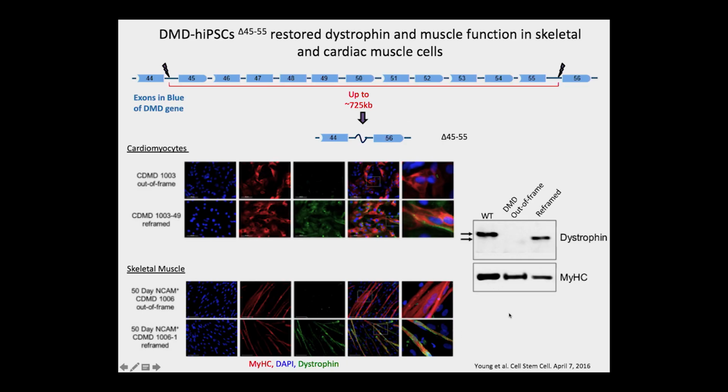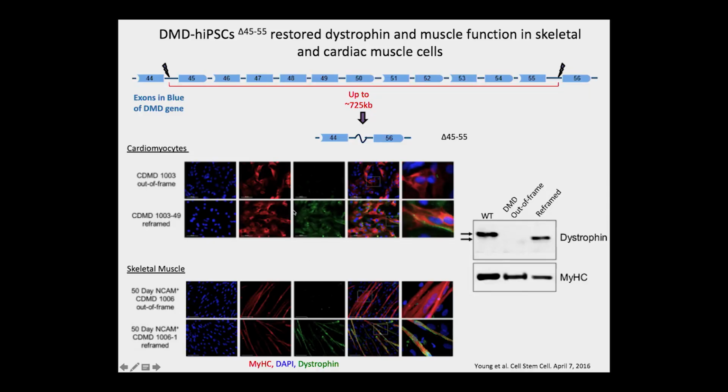But I remember when we saw this data in the lab, everybody was basically throwing a party because we didn't think it would work. But in fact, we were able to restore dystrophin, and we did this in the affected cell types, right? So Duchenne muscular dystrophy patients are affected in skeletal muscle and the heart. And so we tested in cardiomyocytes derived from human pluripotent stem cells. You can see restored dystrophin here in the reframe lines, as well as in skeletal muscle. And so we're able to remove this entire region and generate an in-frame, truncated dystrophin protein. So we were very excited about that.